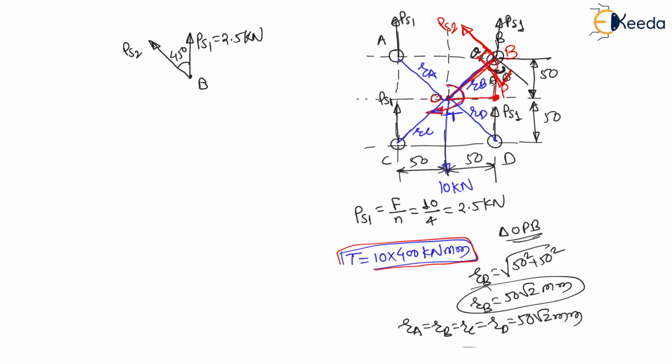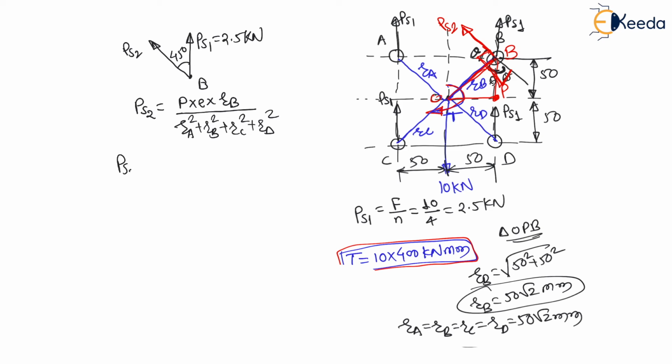Now, my dear students, to find this secondary shear load, we have a formula. It is P into e, that is torque, into, if I want to find for B, then I have to multiply with the radius of B, divided by radius of A square plus radius of B square plus radius of C square plus radius of D square. And this formula we have already derived in theory lectures. You can watch my theory lectures for this formula.